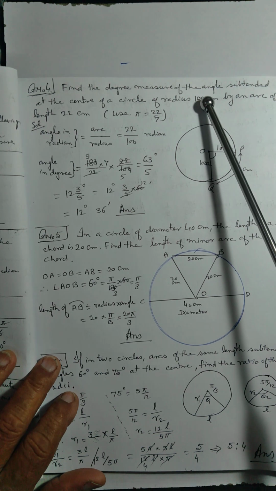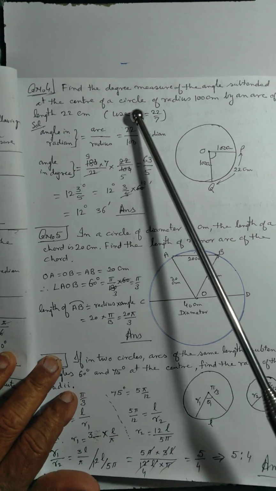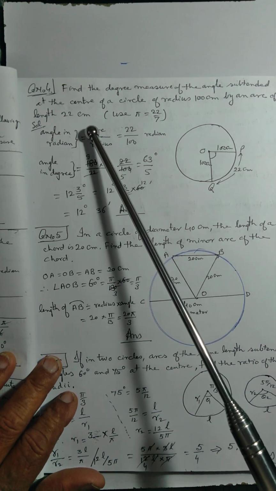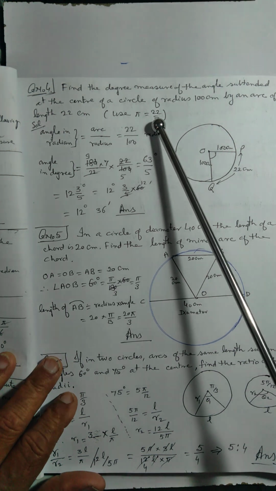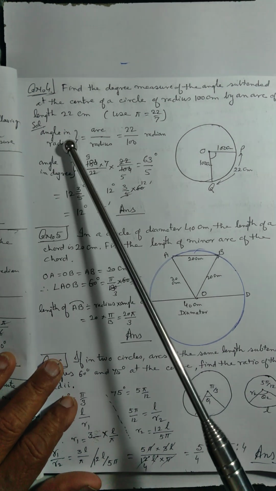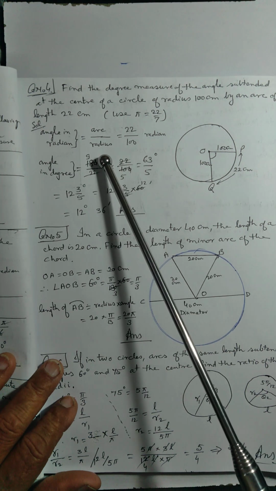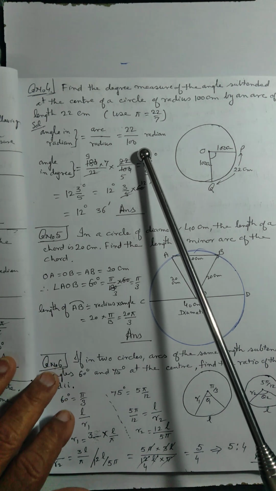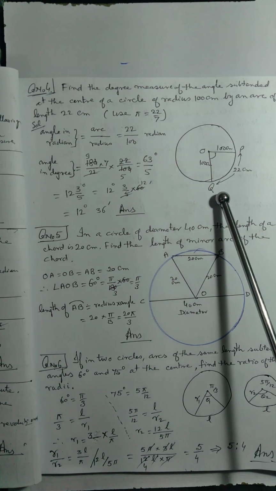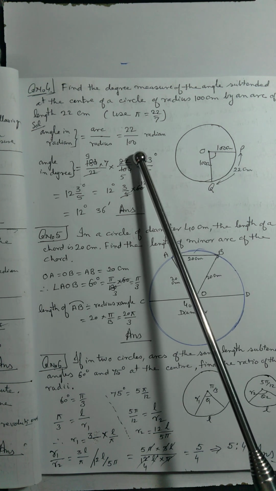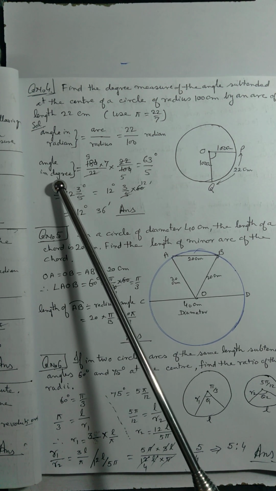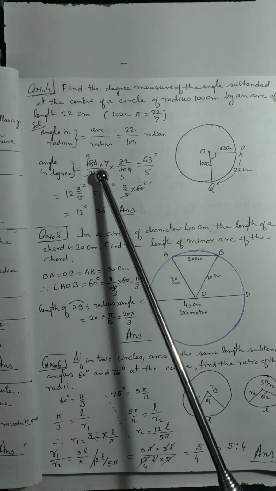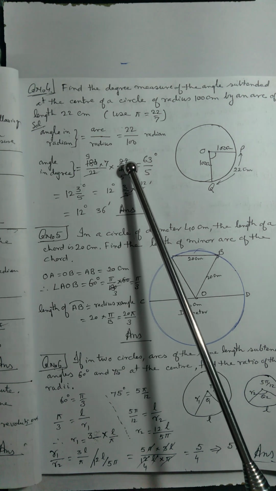Find the degree measure of angle subtended at the center of a circle of radius 100 centimeter by an arc of length 22 centimeter. Use pi is equal to 22 by 7. Here the angle in radian is equal to arc upon radius. अब देखिए यहाँ पर जो रेडियस दिया हुआ है 100 सेंटीमीटर, लेंथ ऑफ द आर्क इज 22. So 22 divided by 100. So angle in degree will be equal to 180 by 22, and 7 will go up into 22 by 100.